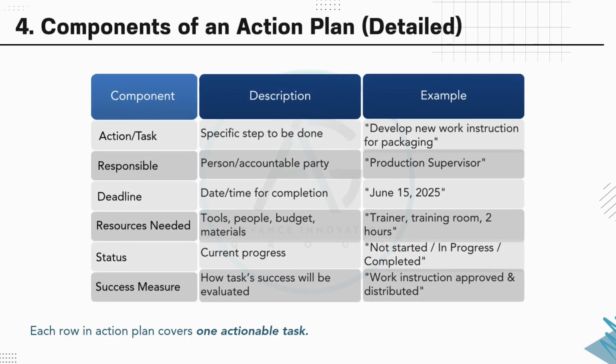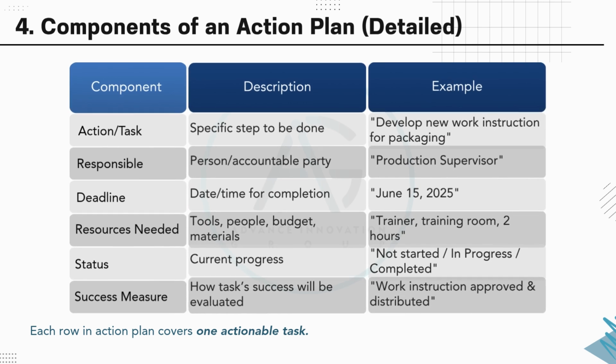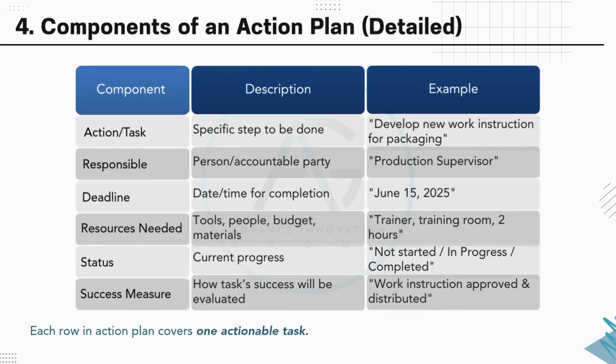Each action plan should break down into specific components: the task itself, who's responsible, the deadline, required resources, the current status, and how success will be measured. Each row in an action plan should clearly cover one actionable item to ensure accountability and clarity.